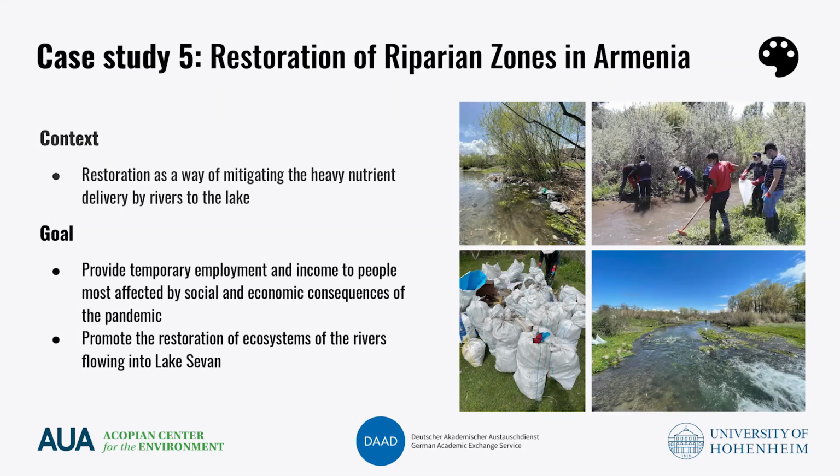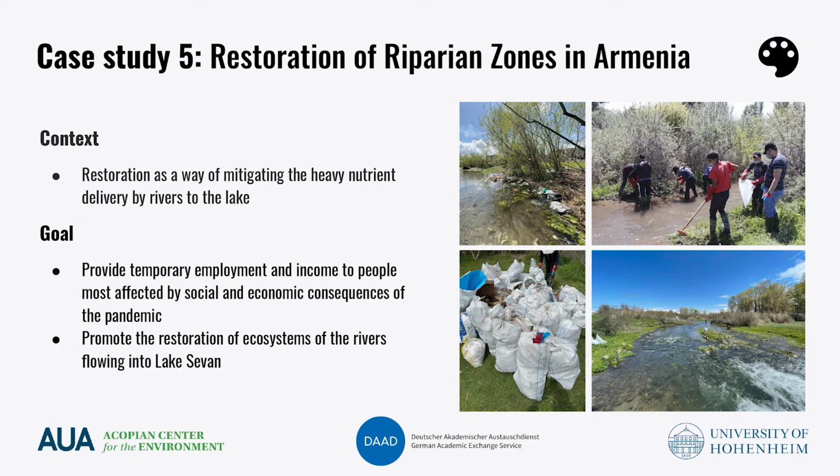Case Study 5. Restoration of Riparian Zones in Armenia. The restoration of riparian zones in Armenia COVID-19 response project was implemented in the framework of Green Recovery Initiative. The project offered temporary employment and income to individuals suffering from the socio-economic consequences of the COVID-19 pandemic. It simultaneously contributed to the restoration of the ecosystems of Lake Sevan and of rivers.